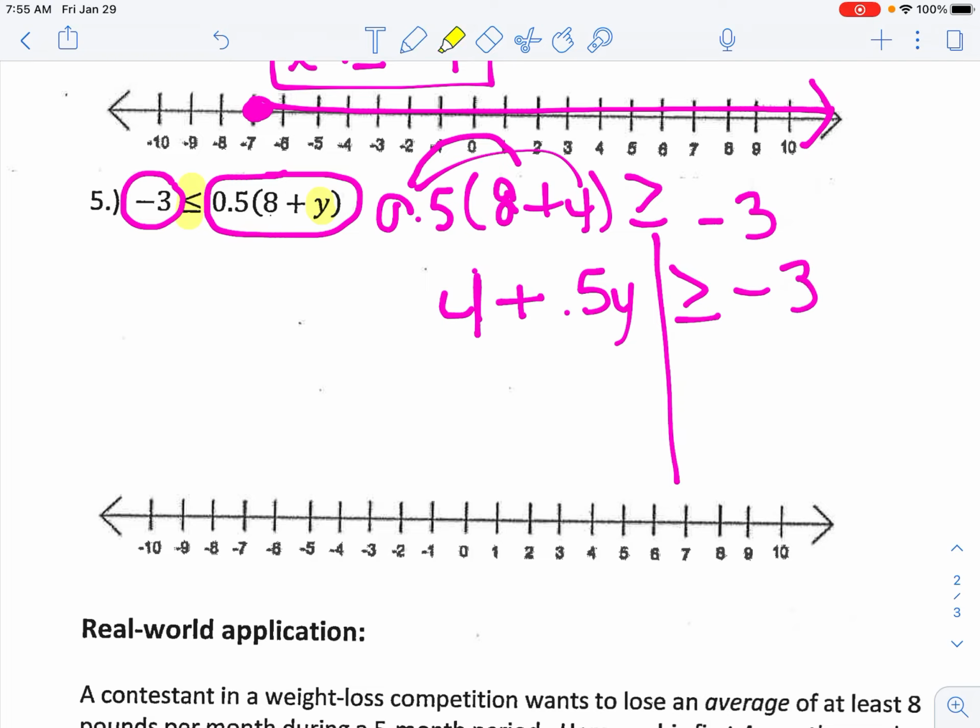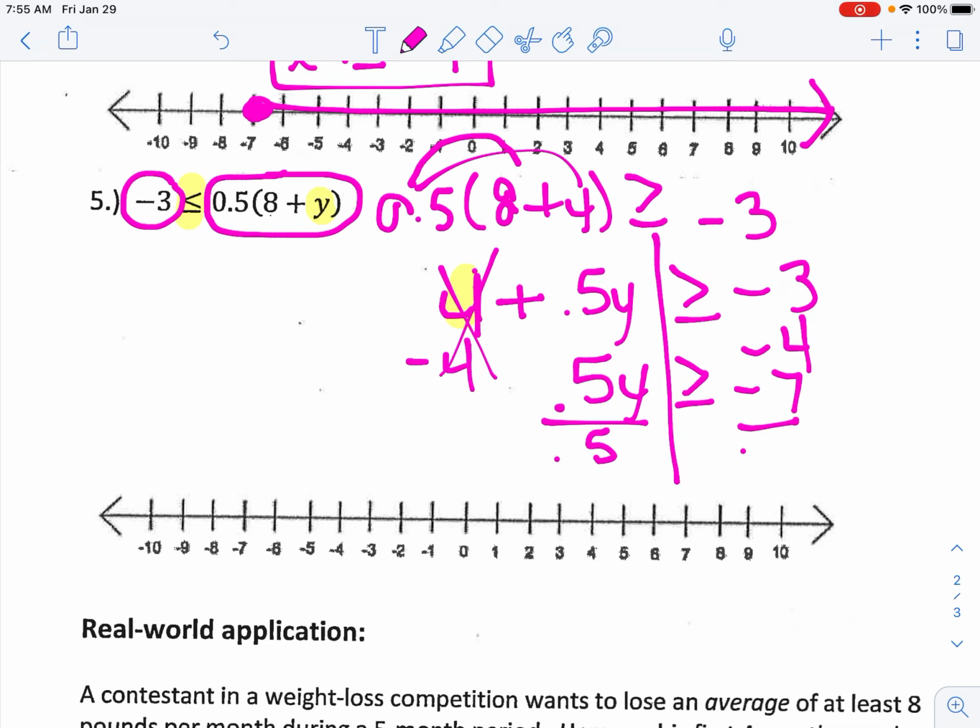Now, what I need to undo is the 4. So I'm going to subtract 4 from the left and subtract 4 from the right. My 4s are going to cancel. So 0.5y is greater than or equal to negative 7. So 0.5 times what is greater than or equal to negative 7? So I'm going to divide the left by 0.5 and the right by 0.5.